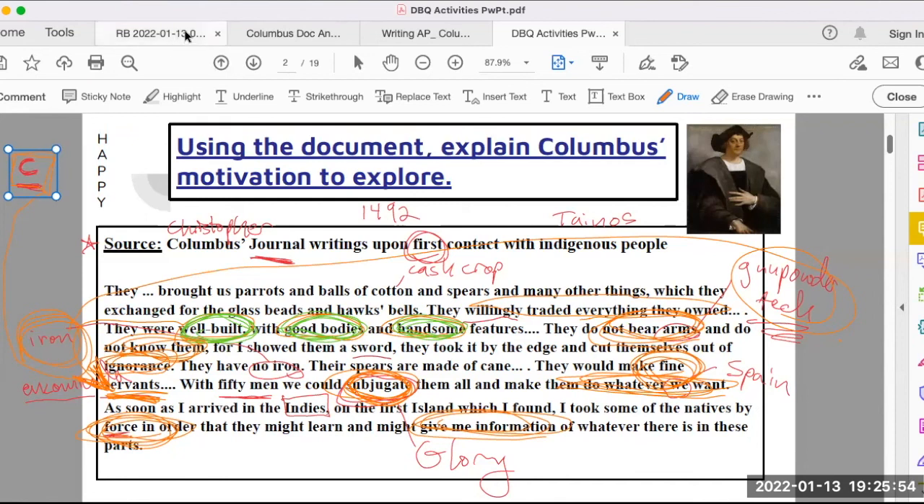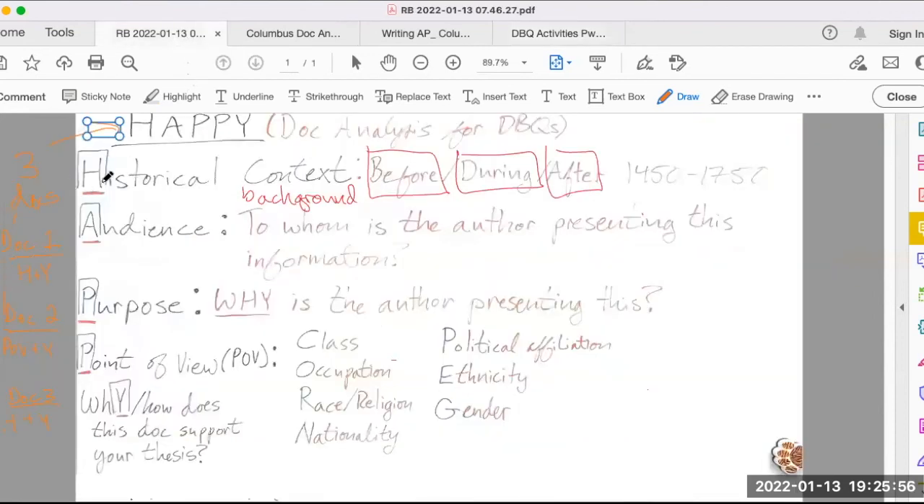Okay, that's all I had to do. Just one of the HAPP acronyms, and then describe how or why. I could have gone with point of view. I could have gone with audience or purpose. It doesn't matter which of these you use, so long as you use one of them plus answer why for 3 out of the 7 documents.